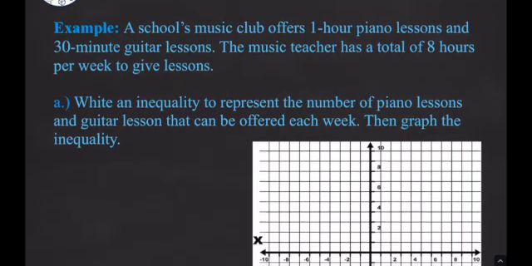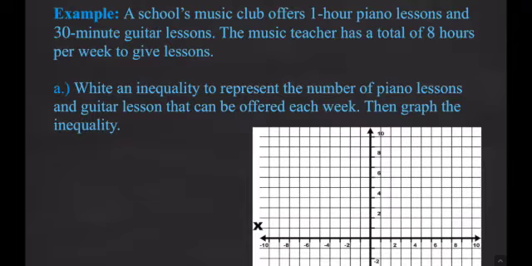Let's look at this example right here. We're told that a school's music club offers 1-hour piano lessons and 30-minute guitar lessons. The music teacher has a total of 8 hours per week to give lessons. Part A wants us to write an inequality to represent the number of piano lessons and guitar lessons that can be offered each week, then graph this.